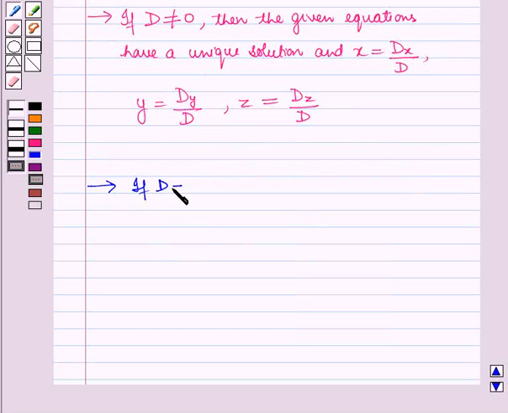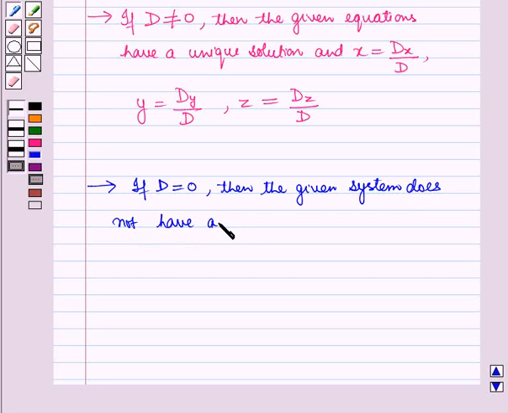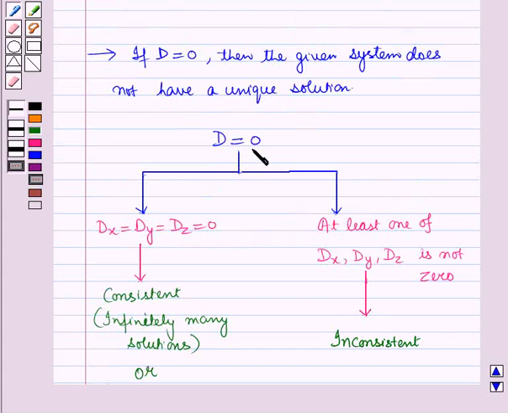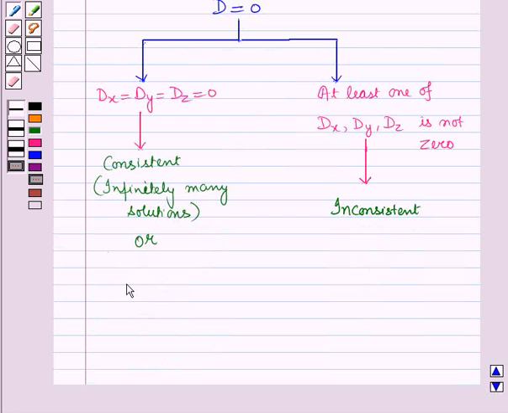And if D is equal to 0, then the given system does not have a unique solution. That is, if the determinant D is equal to 0, then there will be two cases. First is, when the determinant D is equal to 0 and the determinants Dx, Dy and Dz are equal to 0, then the given system may be consistent with infinitely many solutions or inconsistent, having no solution.